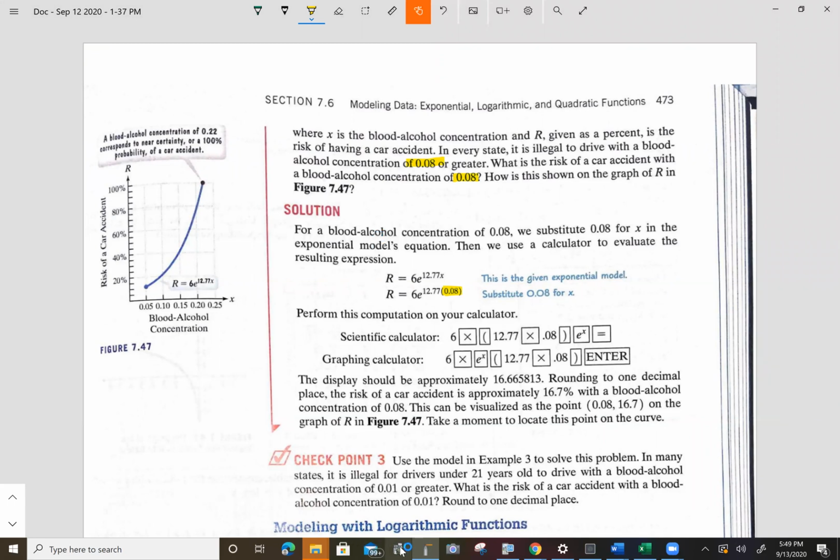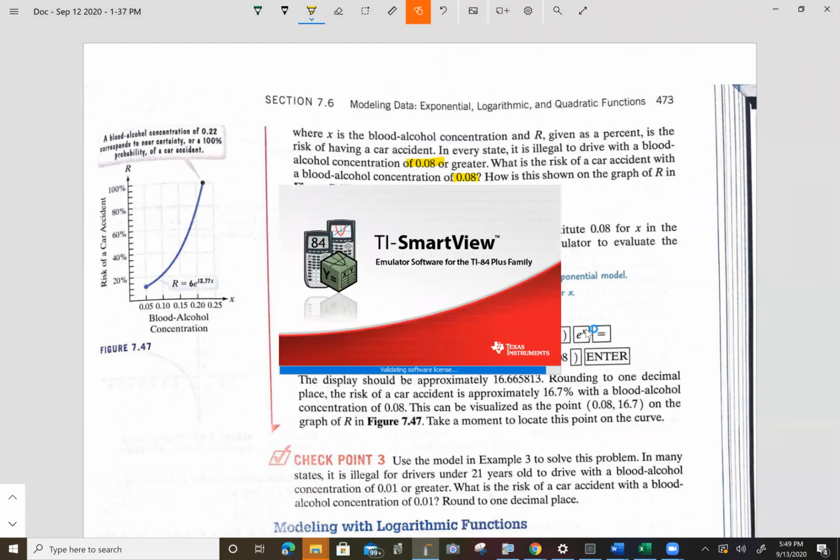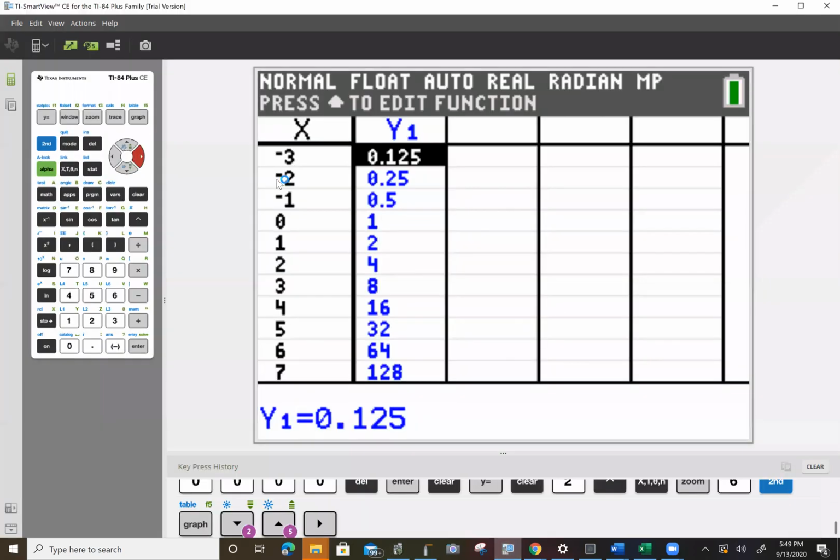Oh no, where did our calculator go? Did I close it from before? Oh no, here it is.